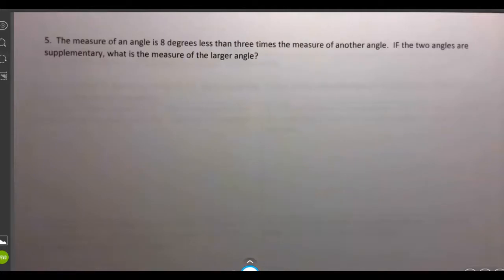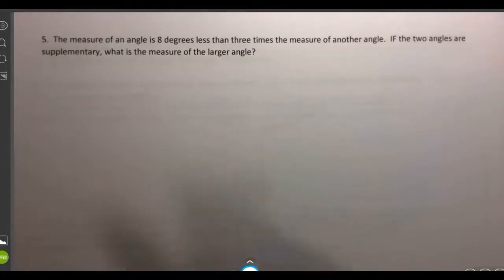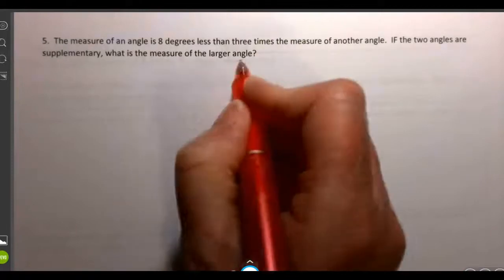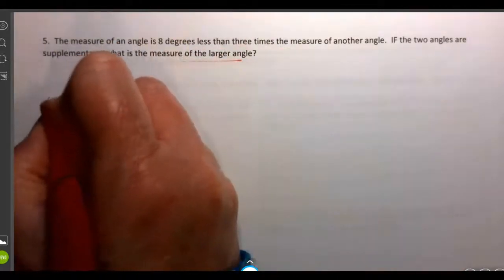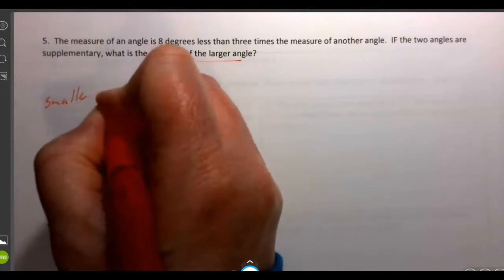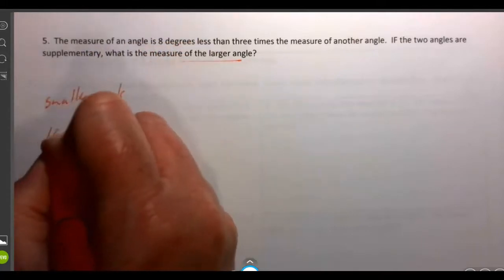The two word situations on this page deal with geometry. So that's pretty awesome, since next year you'll be taking geometry. The measure of an angle is 8 degrees less than 3 times the measure of another angle. If the two angles are supplementary, what is the measure of the larger angle? Wow, lots of information there. Let's unpack this just a little bit. We have two angles, a smaller angle and a larger angle.